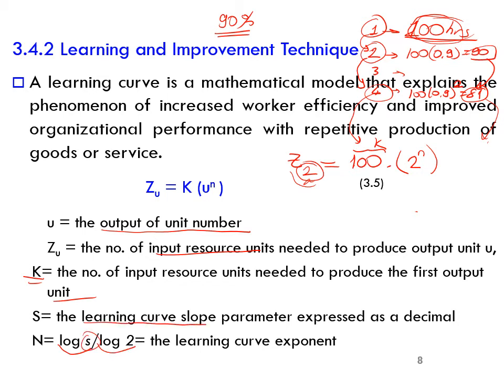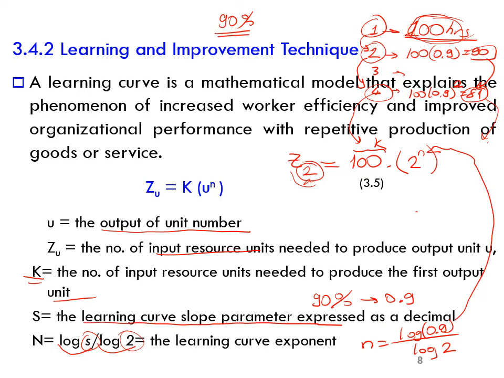This is the learning curve slope parameter expressed as a decimal. So in the example that I gave you, I said that there is a reduction of 90% when the number of units is doubled. This 90% represents the slope, and we don't represent it as 90%, but as 0.9. So n is the logarithm of 0.9 divided by the logarithm of 2. This denominator is always 2.